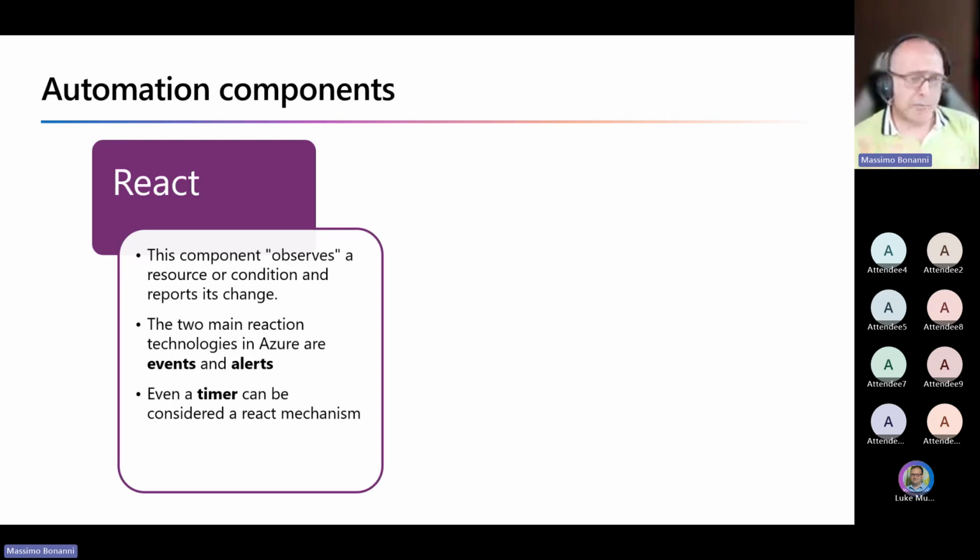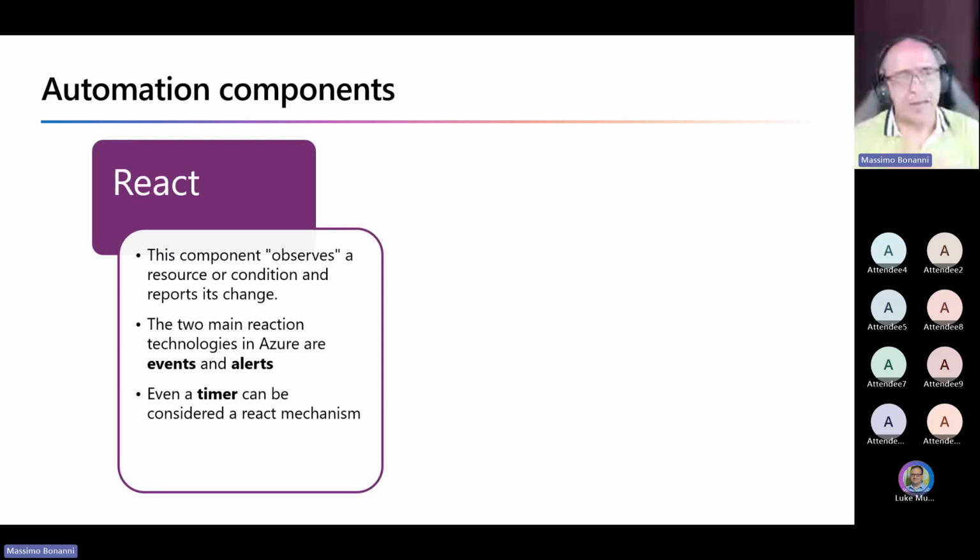In particular, we have a lot of this kind of components in Azure, but we talk about events and alerts. The difference is that an event is something that a resource throws in Azure. An alert is something that happened in the monitoring part. So we will see next time. We can consider a timer also a reactive mechanism.